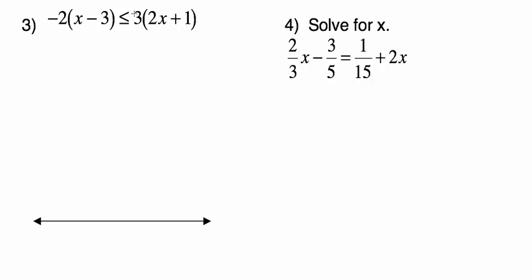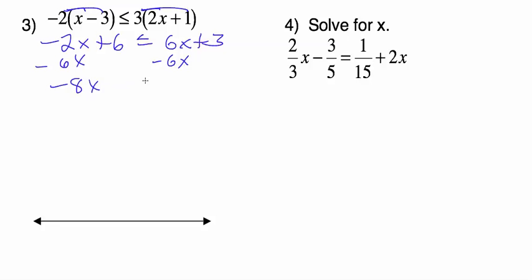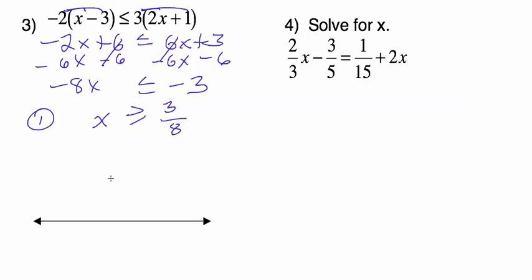So for number 3, if I had this inequality, the first thing I would do is distribute. Negative 2x plus 6, distributing the negative 2, is less than or equal to 6x plus 3, distributing the 3. I would minus 6x from both sides, getting negative 8x is less than or equal to, and I'd minus 6 from both sides, so these would eliminate, and I'd have negative 3. So now divide both sides by negative 8, and since I'm dividing by a negative, I need to switch the inequality. So that would be x is greater than or equal to 3/8. So that's our first representation, that's the inequality.